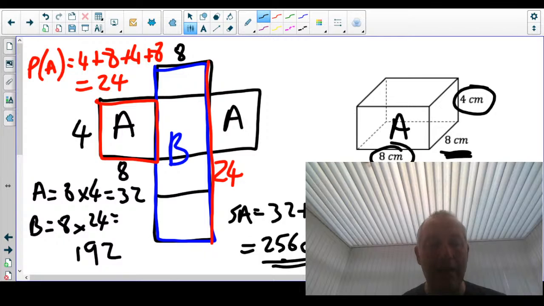Tomorrow, I'll come back and I'll show you how we get maybe a triangular ended prism, a triangular base prism, or a cylinder, and using exactly the same technique. So have a go at those surface area questions that are left. There is a triangular prism in there to have a go at.